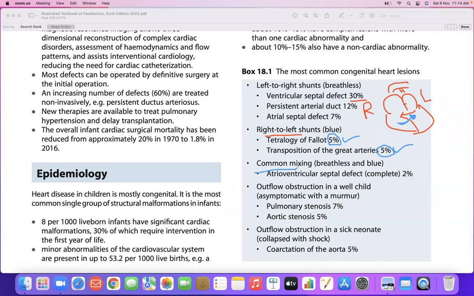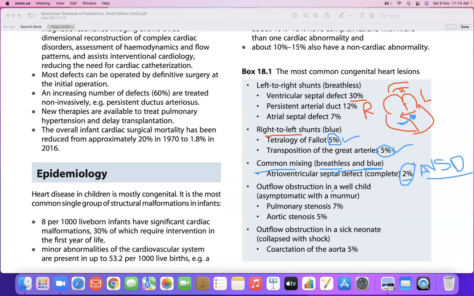Then common mixing. Common mixing you see in the atrioventricular septal defect, that is AVSD. We all know that AVSD is common in Down's children. VSD is also common in Down's children, but AVSD most commonly comes in Down syndrome, and it is just 2%, very little. We have to remember that. Here, with common mixing, the child will be both breathless and blue.